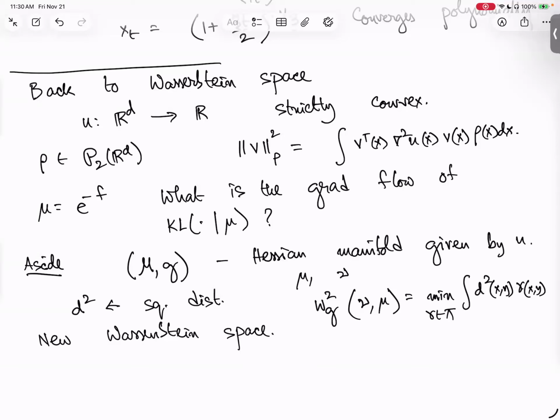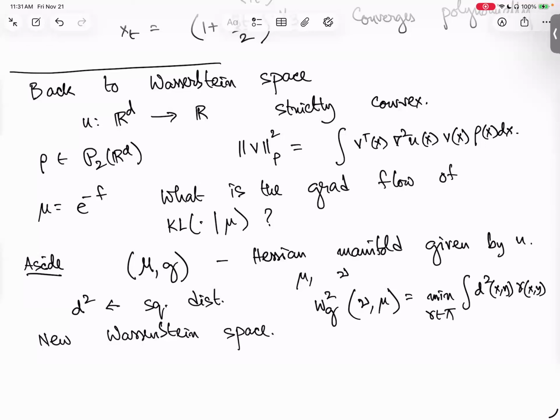Does this make some sense? As I said, it's not obvious. There's something to be proved here, but this proof has been done in a paper of Lizini. But I hope it makes some kind of intuitive sense that whatever we have been doing so far for Euclidean spaces can also be done for manifolds. And if you take the manifold to be this Hessian manifold, then what you get back is this generalization of the Otto calculus.